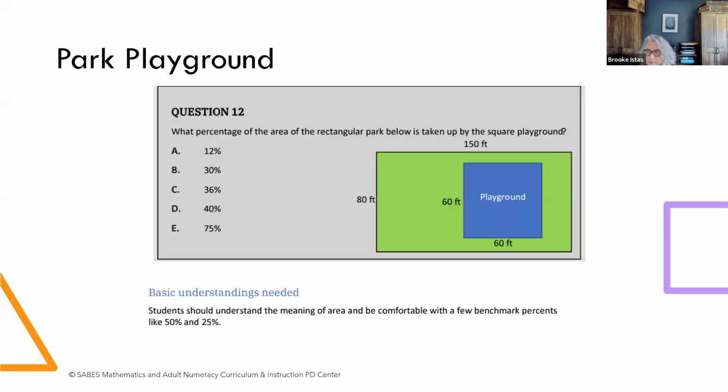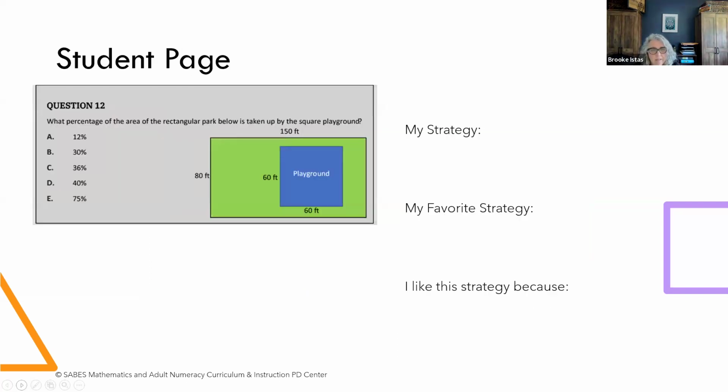So here is a test question that they're likely to see on some high stakes test. What percentage of the area of the park below is taken up by the square ground? Now, some of our students will just dive right in and start doing an algorithm. Others may find different ways, so I'm going to walk you through some different ways. On a student page, it would look something like this, where they have their strategy, and then we share other strategies, and they talk about why they like that strategy.